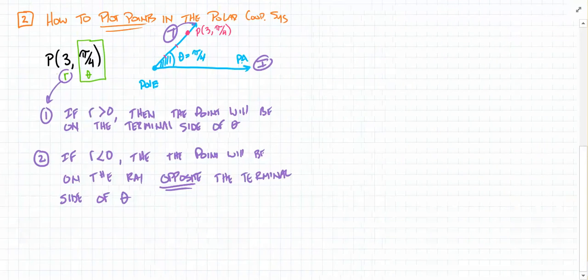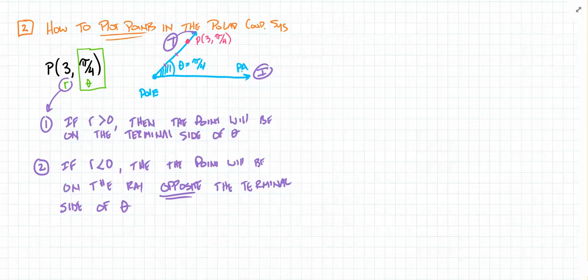Okay? What if R was actually equal to 0? If R is 0, where would it be? It'd be at the pole, right? So it doesn't matter what angle I use because I'm not going anywhere, because I'm going 0 directed distance from the pole. So if R is greater than 0, it lies on the terminal side. If R is less than 0, it lies on the ray opposite the terminal side, even though the angle is what it is. So you always graph these by starting with the angle.